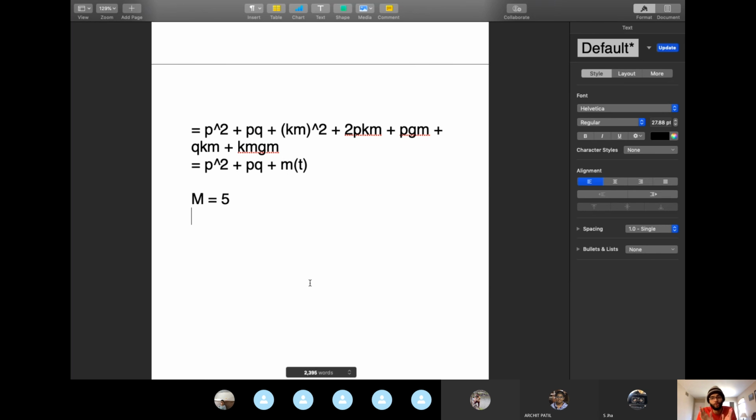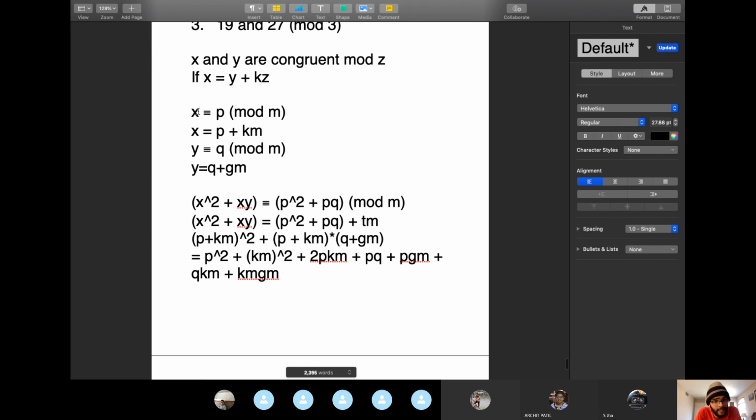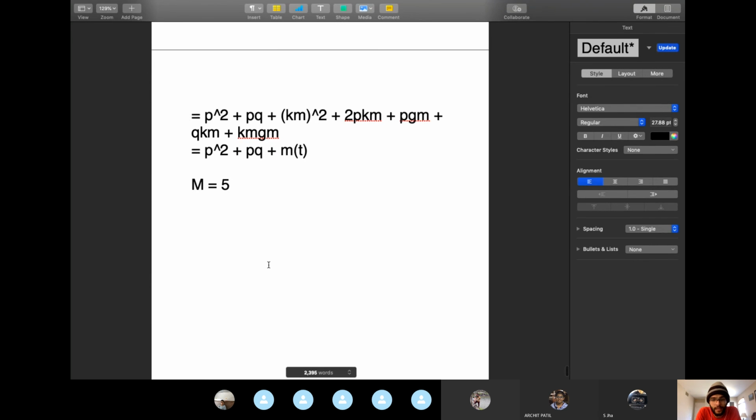Remember, m is the number from whose point of view we are looking at. So let's think now we are 5. Suddenly we are 5. Everything that we see around us, we are looking at it in terms of how they are related to multiples of 5. x has to be congruent to p mod m. So let me say that x is 23 and p is 13. They are congruent to each other in terms of 5 because x is 3 more than a multiple of 5 and p is also 3 more than a multiple of 5.